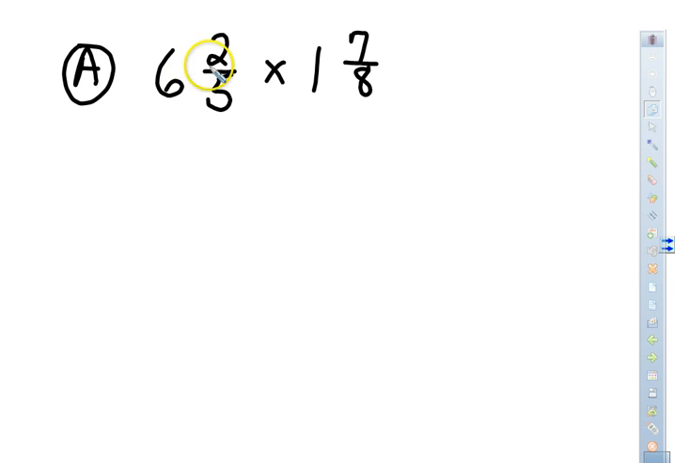So in this case, 6 2/5, again, half of 5 is 2.5. That's the halfway mark. Okay? So since this is half, 2 is smaller than 2.5. So therefore, this is going to stay a 6. Times 1 7/8. Well, half of 8 is 4/8. 7 is obviously much larger than the 4. Therefore, it is going to round up to a 2.